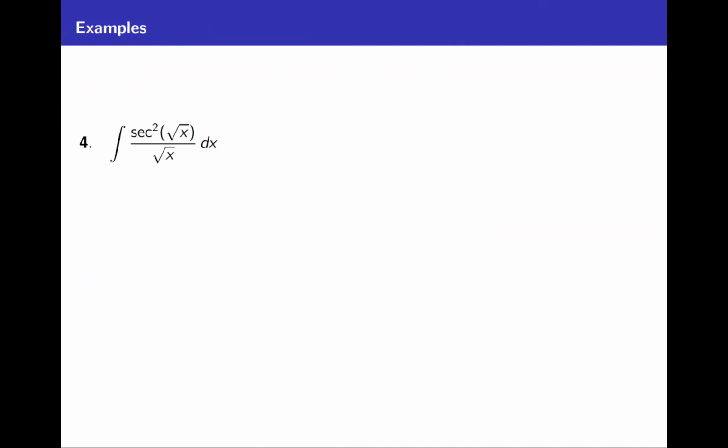Other examples are less obvious. Think about the integral of secant squared square root of x over square root of x dx. When you look at this, you see the secant squared, and we know the integral of secant squared u du is tangent of u plus c. So that suggests we want to hone in on this secant squared square root of x. Let's split that off and write this as the integral of secant squared square root of x times 1 over square root of x dx.